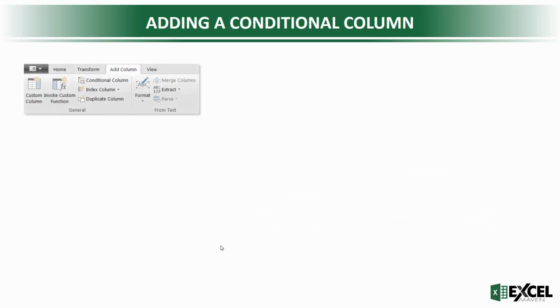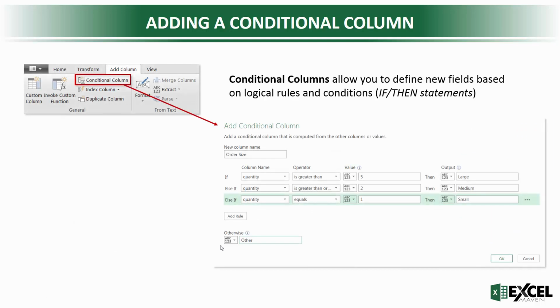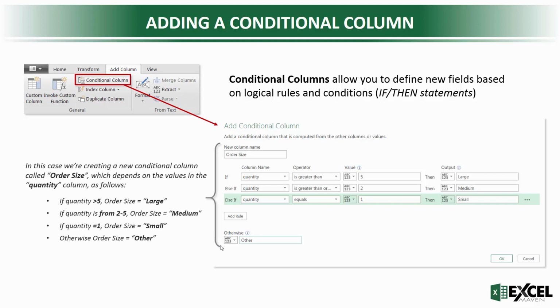The second tool I want to show you is an interesting one. It's a conditional column. Now you'll find that in the same Add Column menu. It's called Conditional Column, and these allow you to create new fields based on logical rules and conditions that you set. So if-then kinds of statements. In this case, this is the demo that we're going to do hands-on, but we can create essentially different buckets or different categorizations based on the values of a field.